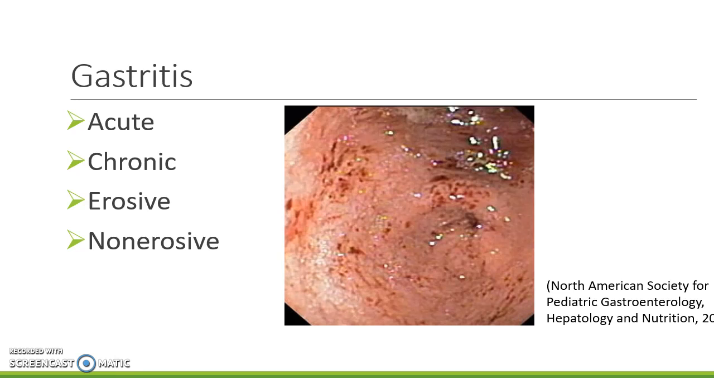Non-erosive gastritis causes inflammation in the stomach lining. However, erosions or ulcers may not accompany non-erosive gastritis.